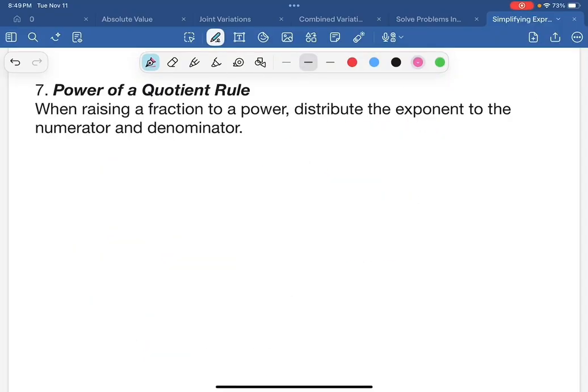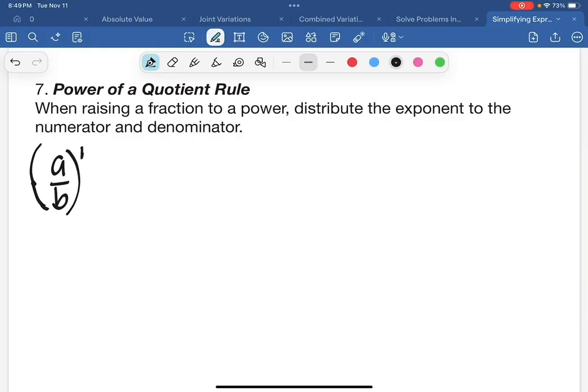And now let's have the last exponent rule for the day. We have the power of a quotient rule. Now when raising a fraction to a power, distribute the exponent to the numerator and denominator. So we have this one. (a over b) raised to n equals a raised to n over b raised to n. The same thing with the rule earlier.